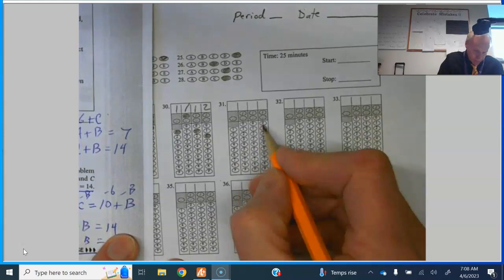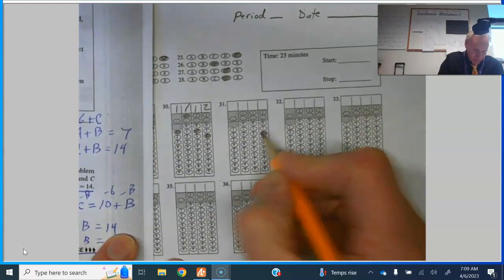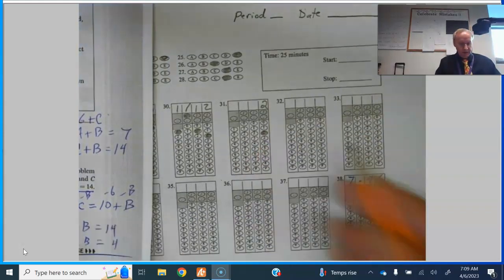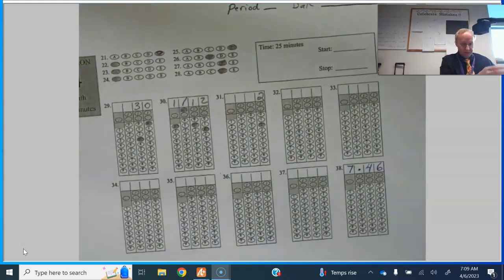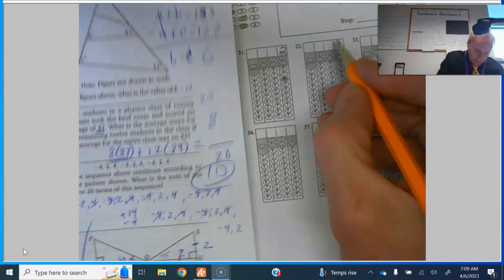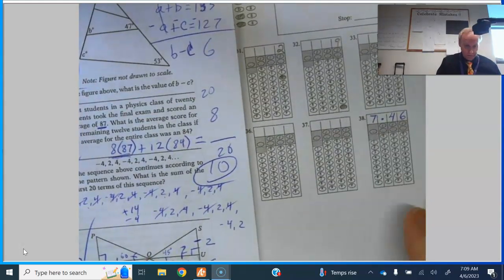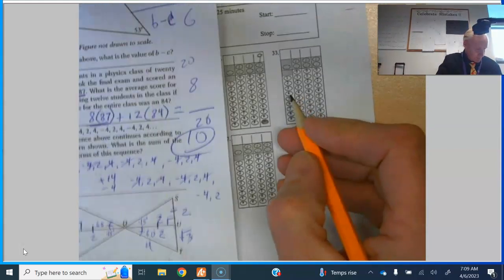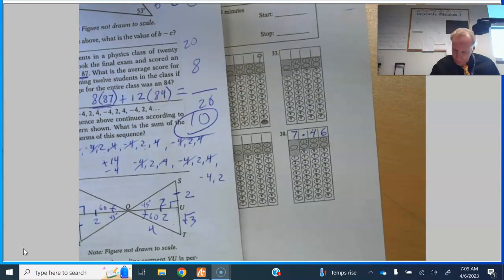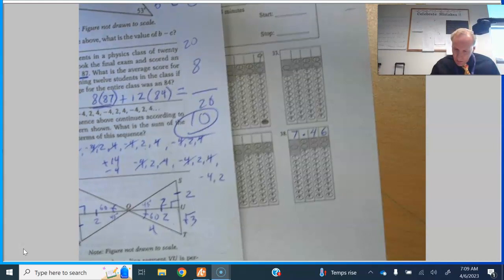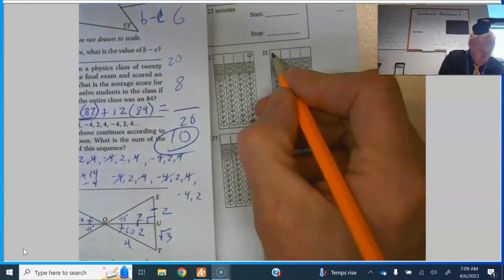Number 31 is 2. I'm just going to put the 2 at the very end. You could put it at the beginning or the end. Just don't put 2.0. You can't have additional zeros. Number 32 is 9. Again, I'm going to put it right at the end. And don't forget to fill in the bubble. Very important. Number 33 is 24 times 96. 2304.